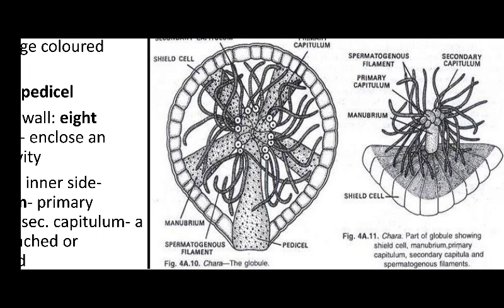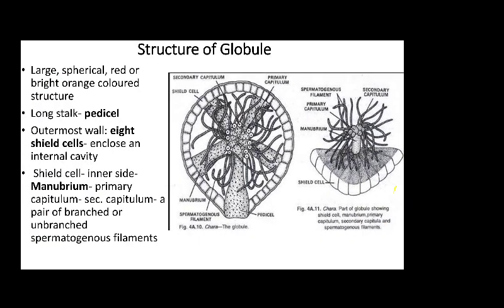Primary capitulum bears secondary cells known as secondary capitulum, and from the secondary capitulum numerous spermatogenous filaments arise.